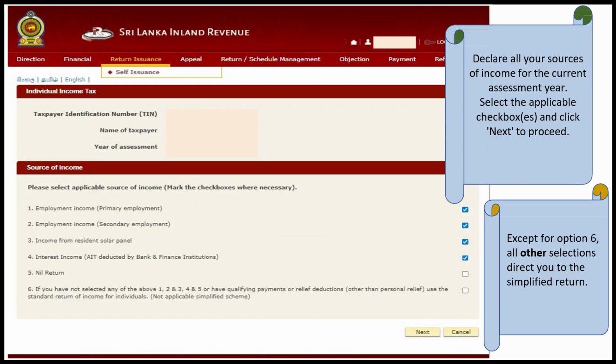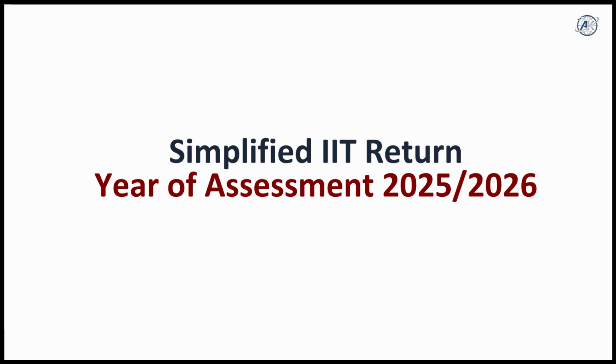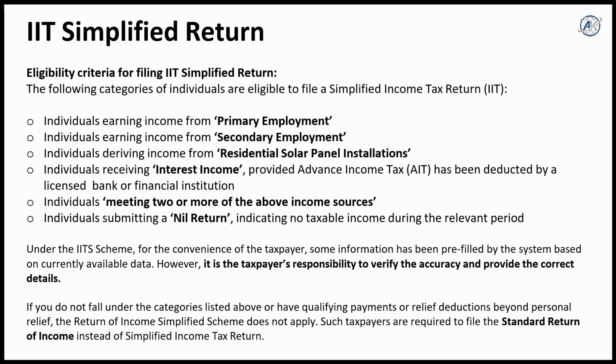Declare all your income sources for the current year. Check the boxes that apply and click Next. Except for option 6, all other choices will lead you to the Simplified Return. Here we have the Simplified IIT Return for the year of assessment 2025-2026. The IIT Simplified Return is available for certain individuals, such as those earning from primary or secondary employment, residential solar panels, or interest income with AIT deducted.